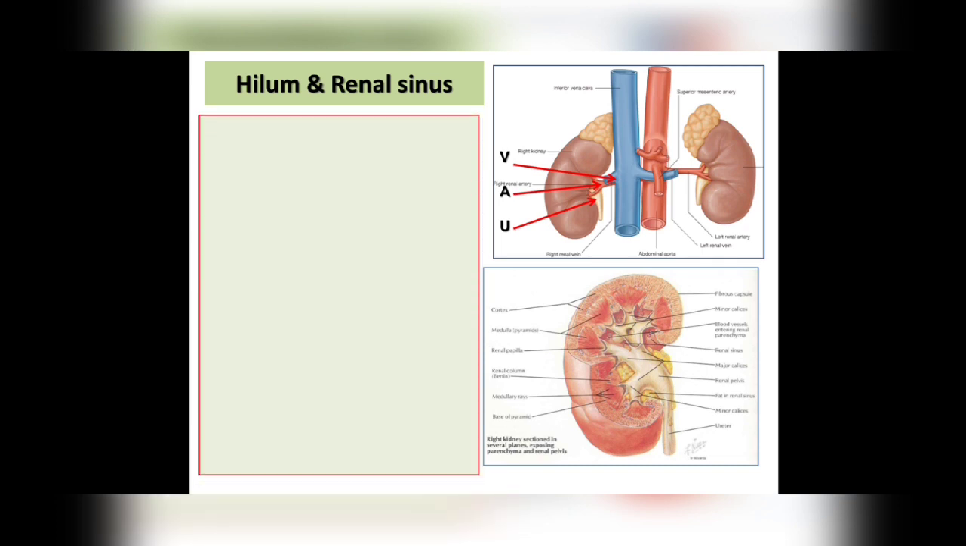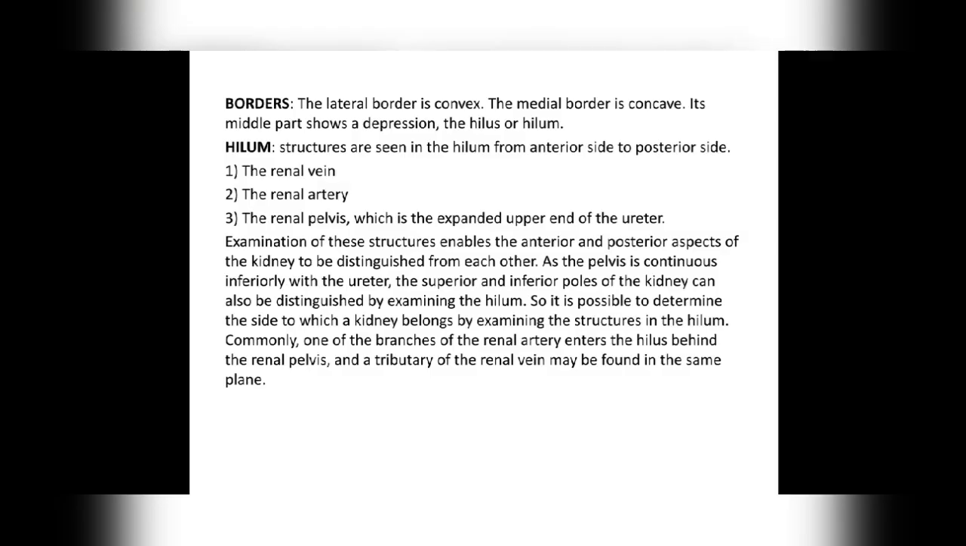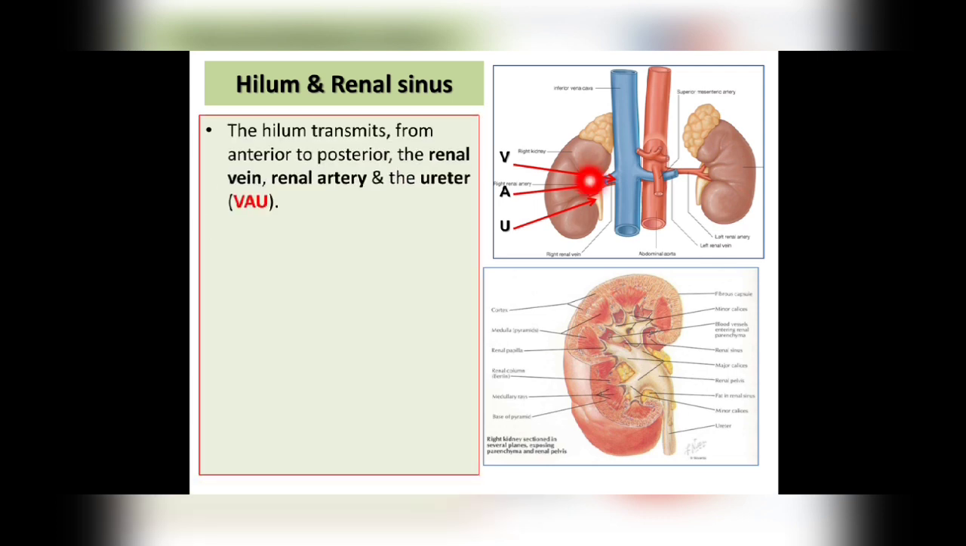So, this is the diagram of the kidney. The hilum transmits from anterior to posterior: most anteriorly the renal vein, then the renal artery, then the renal pelvis. This is the renal vein, renal artery and renal pelvis.